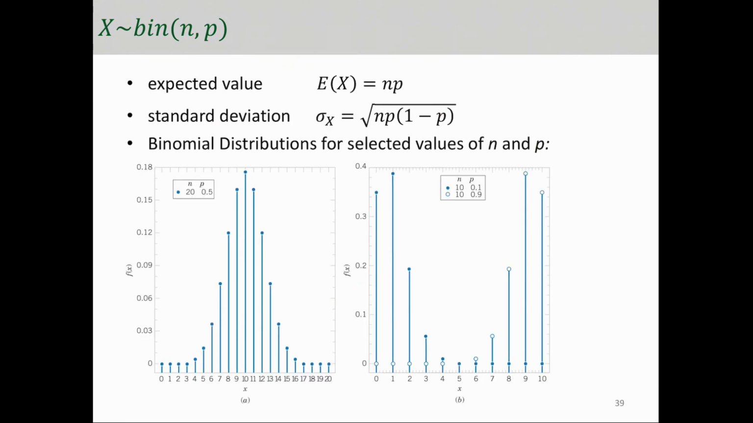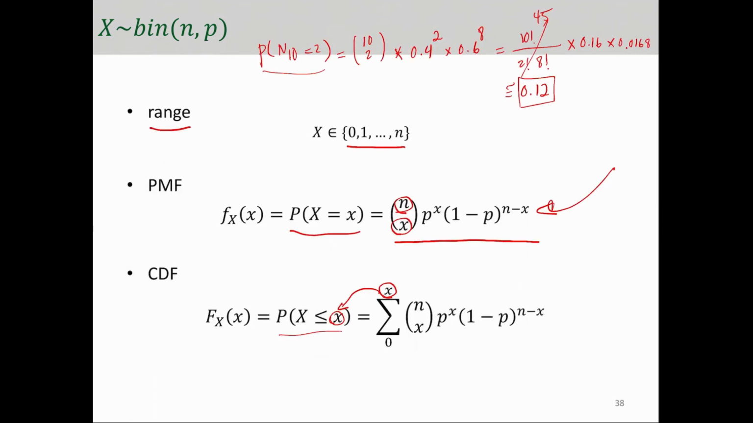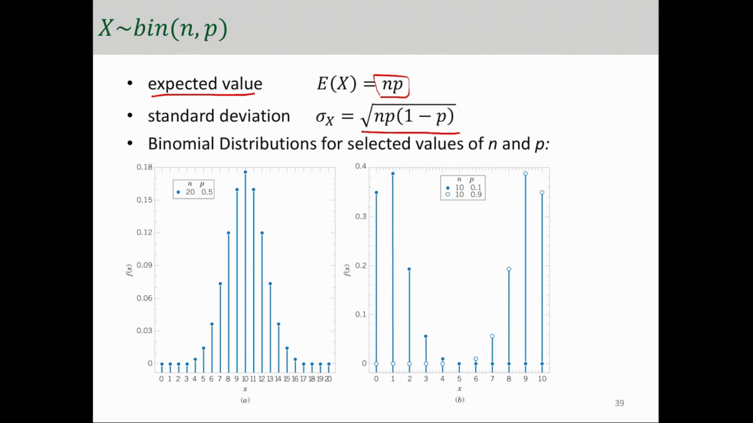So now let's take a look at expected value of binomial random variable. Expected value can be calculated with n times p. And standard deviation is also here, square root of n times p times 1 minus p. As you can see, all of these formulas are functions of n and p. As long as you know n and p, you can calculate everything with respect to binomial random variable.